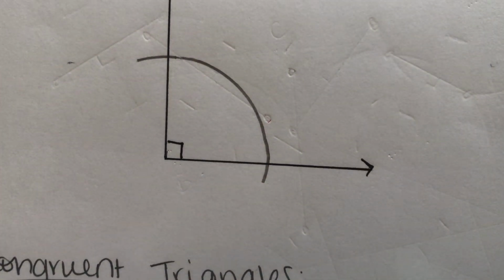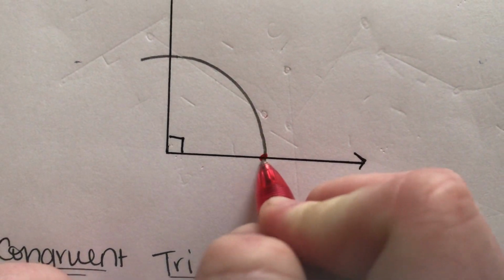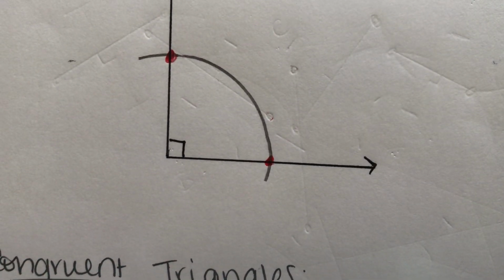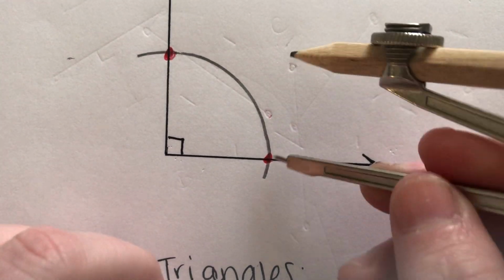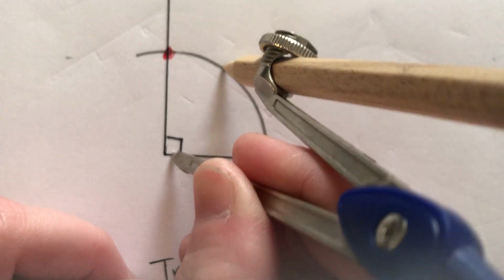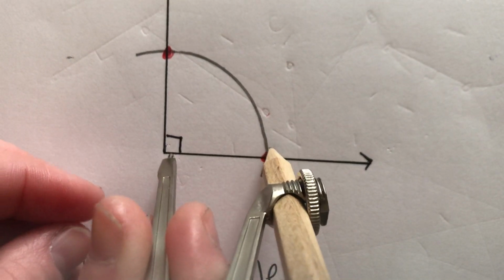Okay, so I'm going to put a dot here and here, and then put my non-marking endpoint. Is that equal distance? I feel like it got smaller.